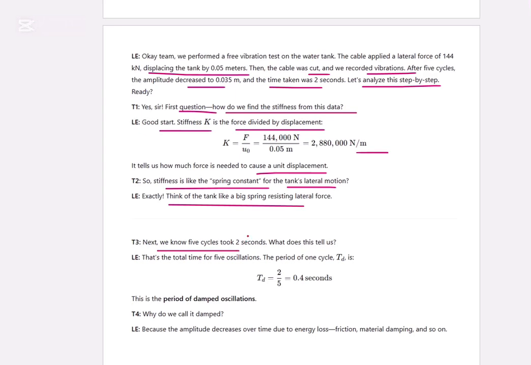And we know 5 cycles took 2 seconds. So what does this tell us? Each cycle takes 0.4 seconds. This is the period of damped oscillation. Why do we call it damped? Because the amplitude decreases over time due to damping: energy loss, friction, material damping, and so on.